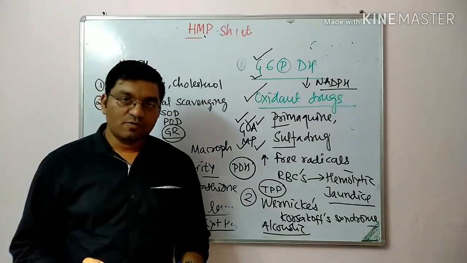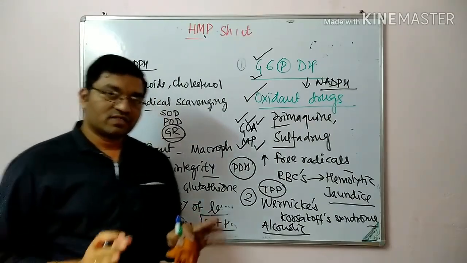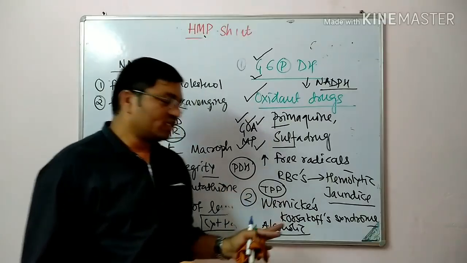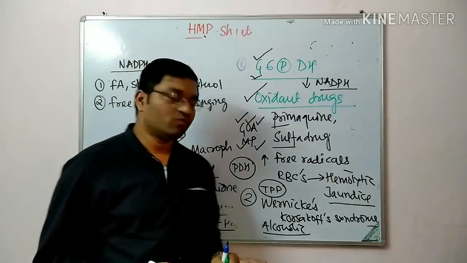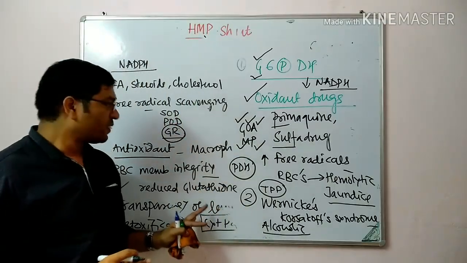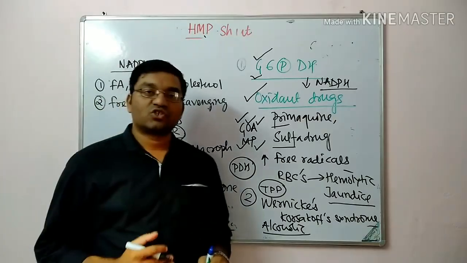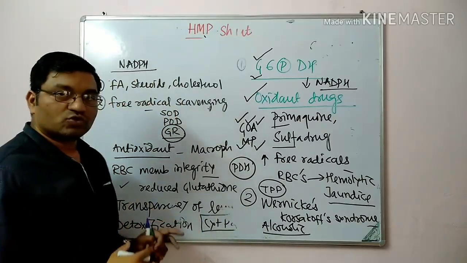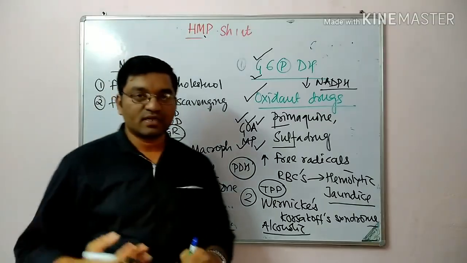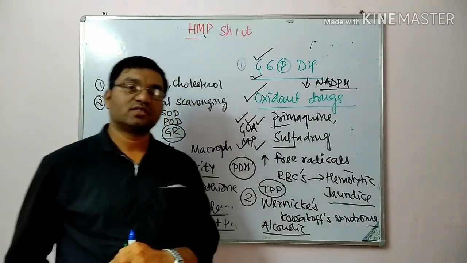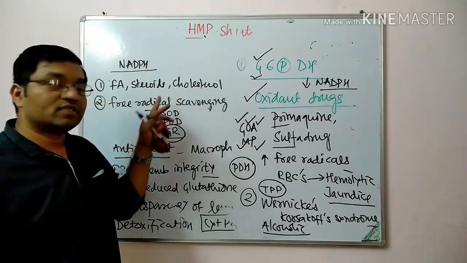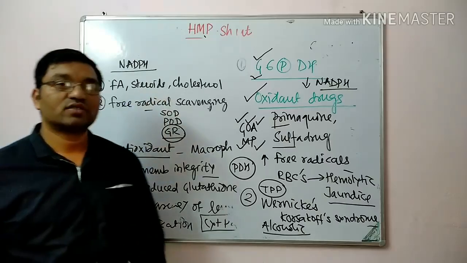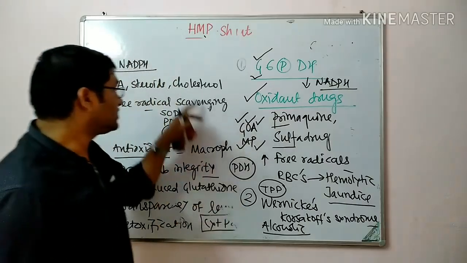Summarizing all, this pathway is divided into two phases, oxidative and non-oxidative phase. It mainly occurs in the liver, adipose tissue and RBCs. It leads to the generation of NADPH and pentose sugar. Pentose sugar is a precursor for nucleotide synthesis involved in DNA and RNA synthesis. NADPH is mainly involved in the reductive biosynthesis of fatty acids, steroids and cholesterol.